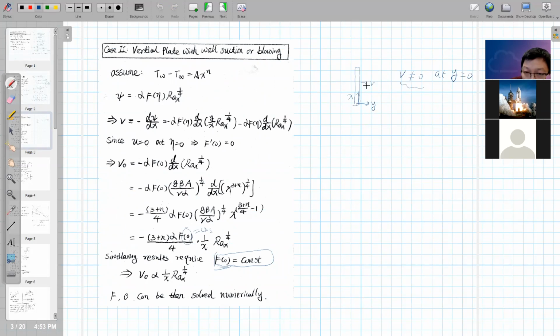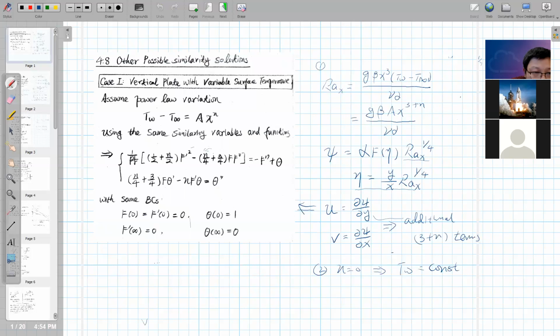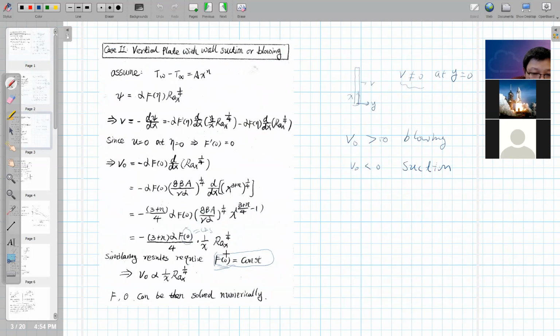If v0 is larger than 0, that means blowing, and v0 smaller than 0 means suction. If your v0 is, for example, just a constant, then you won't be able to obtain the similarity solution using the similarity method. So this is the only case with blowing or suction where you can find the similarity solution. In these cases, suction or blowing only changes the boundary condition. It doesn't change the equations inside. So this is case 2, and we still solve the same equation as case 1. Only the boundary condition for v is changing, nothing else.